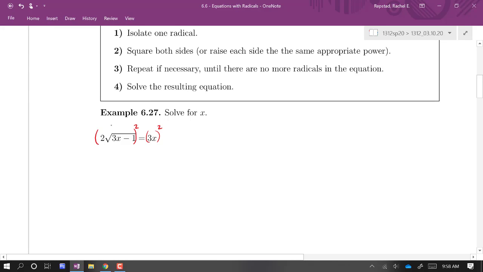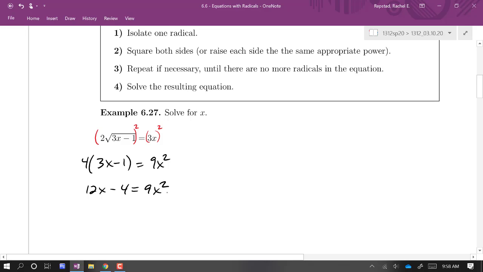And when we square the left side, we have a product, so we're going to square both of those factors. So we have 4 times 3x minus 1 equals 9x squared. This is a type of equation we know how to solve. It's a quadratic. Let's distribute that 4. 12x minus 4 equals 9x squared.